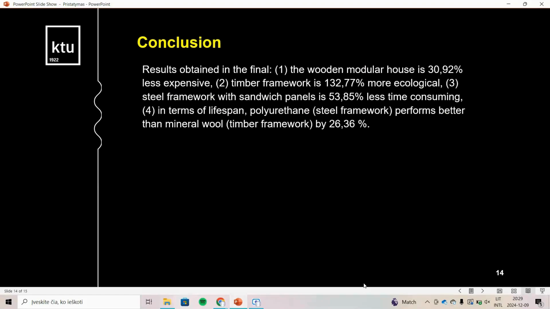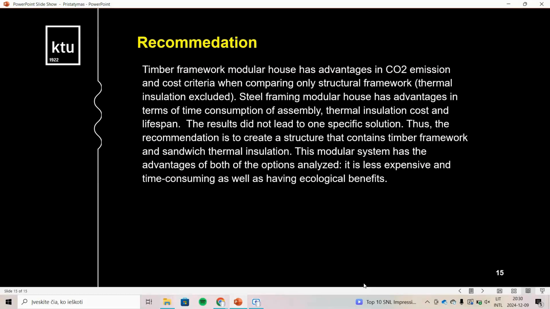The wooden modular house is 30% less expensive. Timber framework is 132% more ecological. Steel framework with sandwich panels is 53% less time consuming. Polyurethane performs better than mineral wool by 26%. Timber framework modular house has advantages in CO2 emission and cost criteria when comparing only structural framework, thermal insulation excluded.